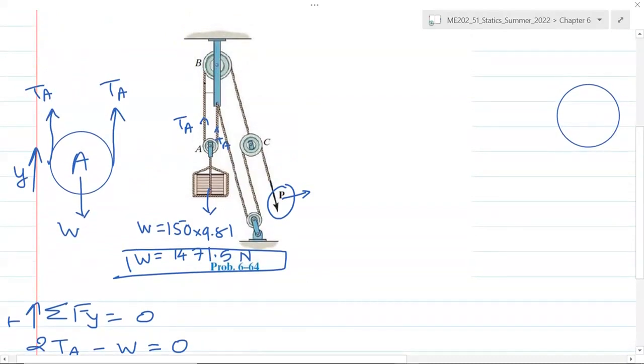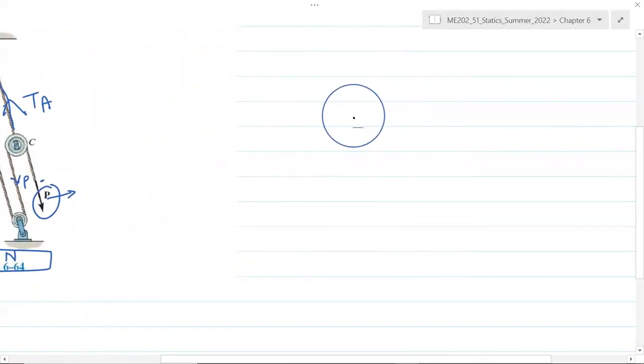Now this 735.75 newtons actually goes to C, which is then further split and shared and supported by these two cables here. So if this is P, we can say that this is also P. So 2 times P is supporting this TA. So the next step is to draw the free body diagram for C, where this is TA and that's being supported by 2 times P.